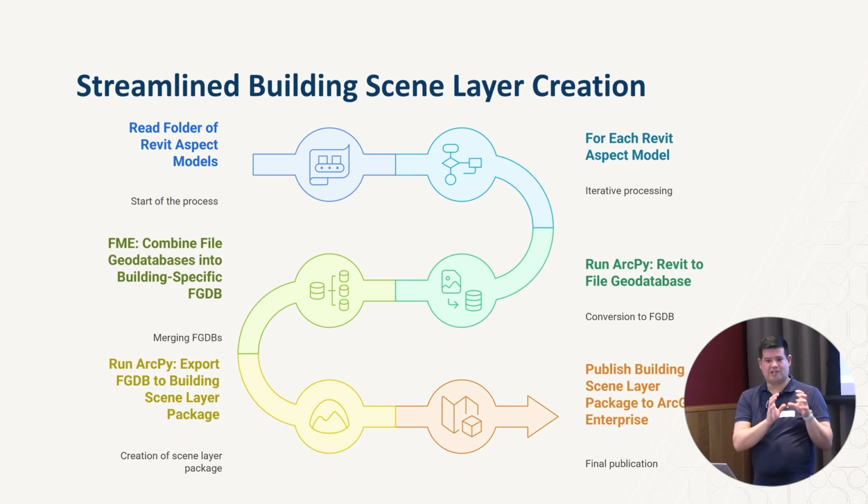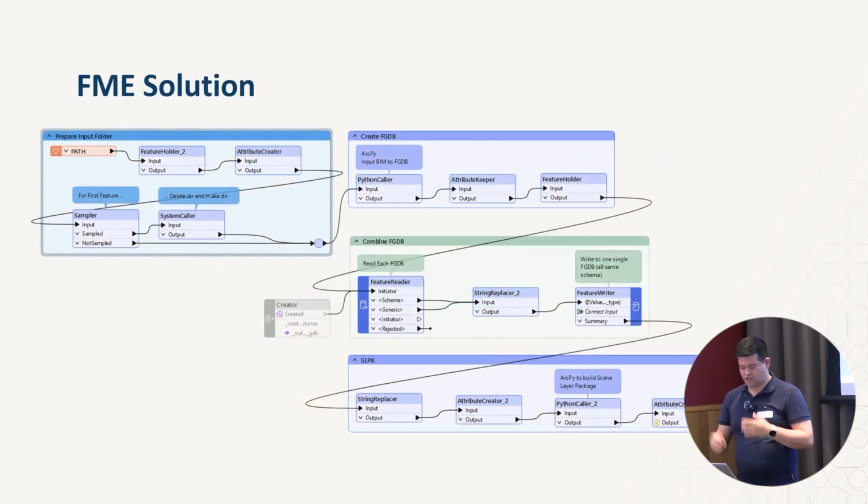So I said, let's make every model a file geodatabase using an ArcPy command, and then FME comes in. I'll just combine 5 different file geodatabases into one new file geodatabase with that specific Esri flavor of file geodatabase that you need for a BIM model. After I combined all those models into one big model, I use ArcPy to make it into a building scene layer package, and then I publish it to ArcGIS Enterprise, or you can use ArcGIS Online.